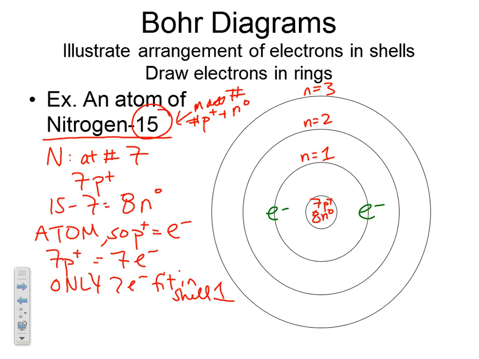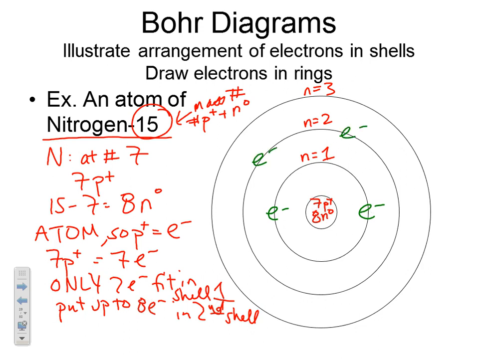But I'm not done with my diagram. I can't put any more in. It's full up. But I still have 5 to go. Now I can put up to 8 electrons in the second shell. Well, I only have 5 more to go, right? Because I need a total of 7 electrons. So I'm going to put the other 5 in shell 2.